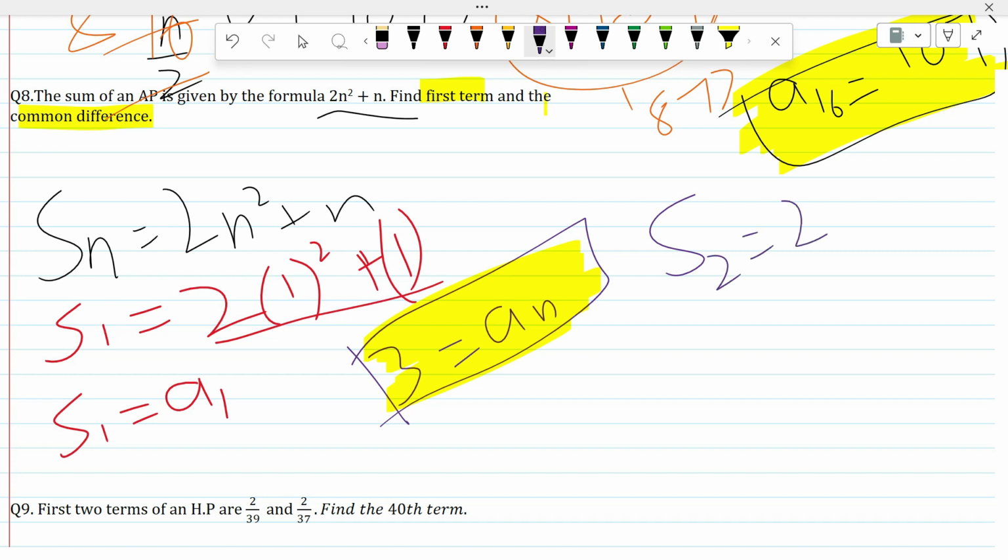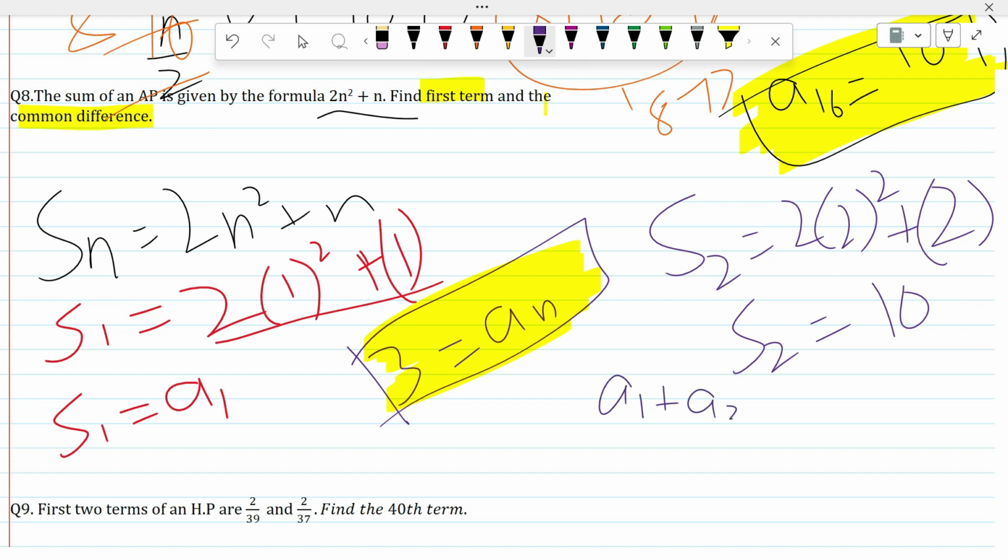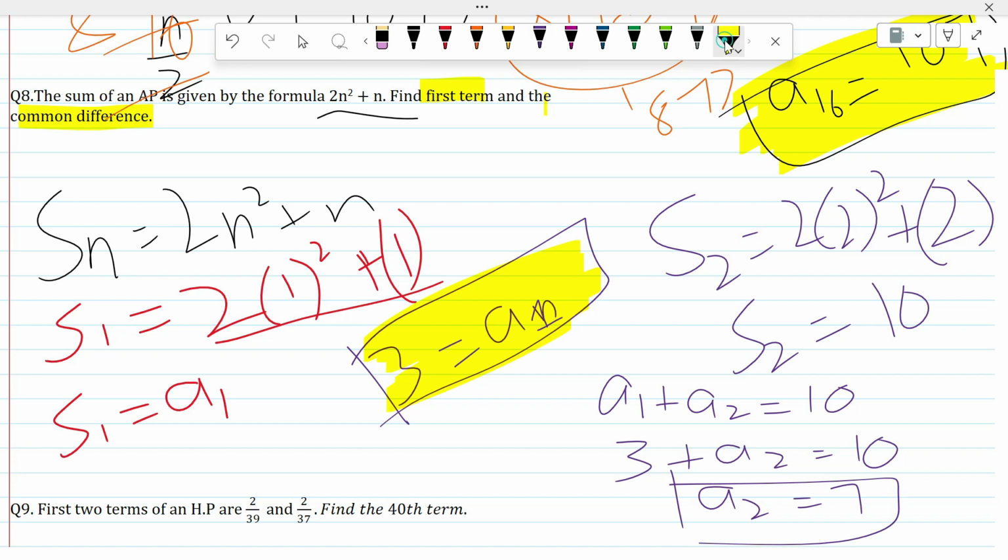S2 is equal to 2 into 2 square plus 2. Now this would be 8 plus 2, which would be 10. Okay. Now we notice one thing. S2 is equal to A1 plus A2, which is equal to 10 here. Now we have the value of A1, which is 3, and plus A2 is equal to 10. Now A2 is equal to 7. Okay. Let me highlight this thing, right?